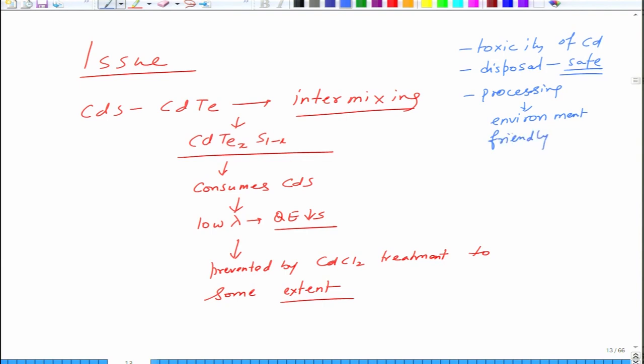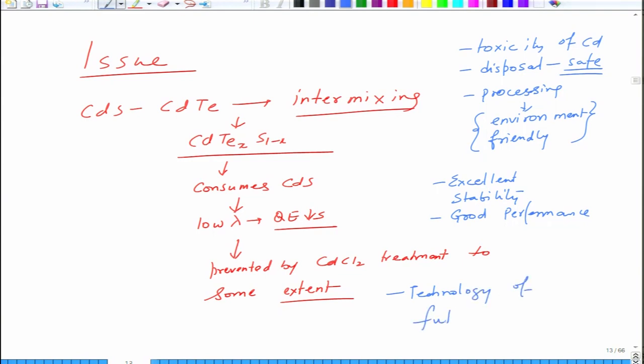But by and large, it's a very, very good technique. It has good atmospheric stability, excellent stability, good performance. So it's a technology of the future. It already constitutes 10% of the solar PV device market worldwide, and there are hopes that this will pick up soon.